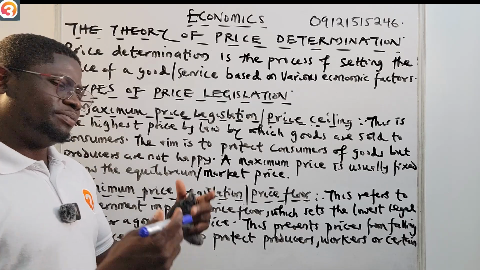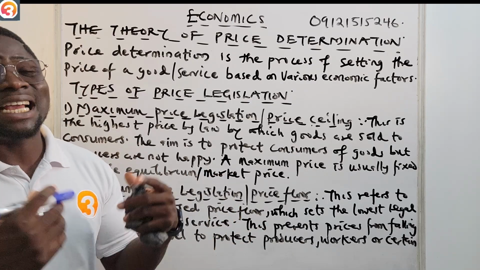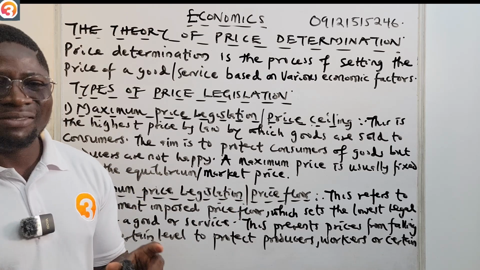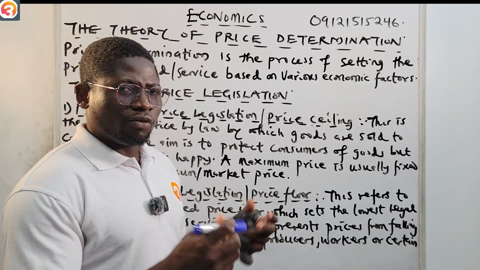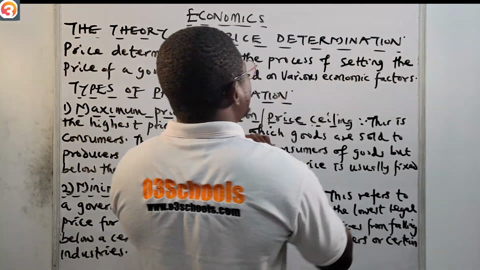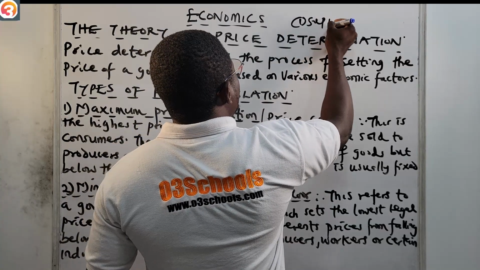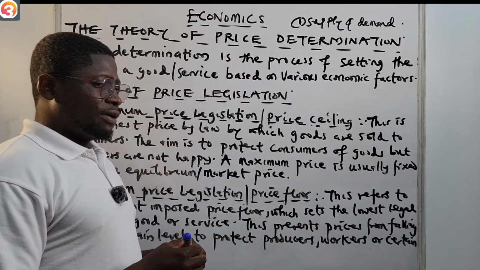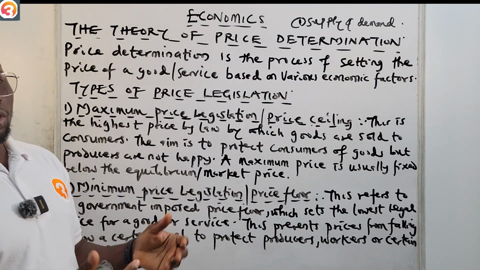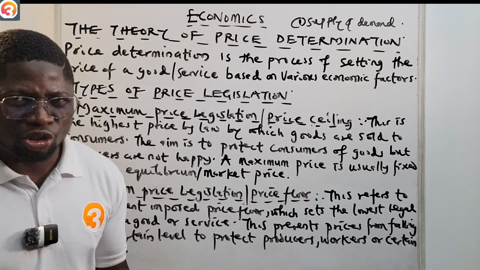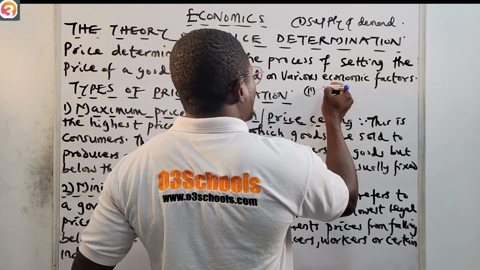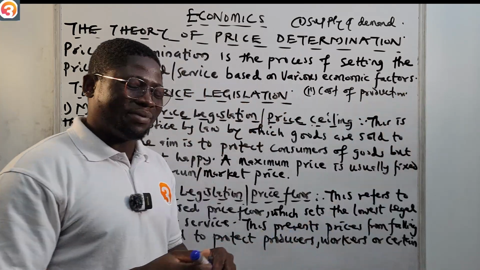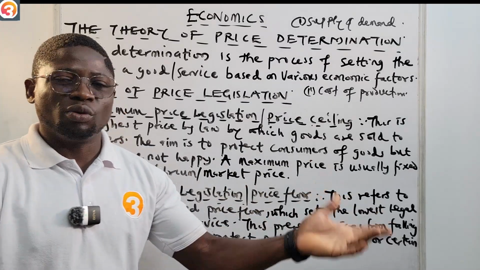And of course, price is determined by many economic factors. Price is determined by several economic factors. One of those factors, of course, is definitely supply and demand. Number one, price is determined by supply and demand. This is one of the factors that also determine prices of a good or a service. Another one, of course, is the cost of production. Cost of production will determine the price that will be set for a particular good or service.